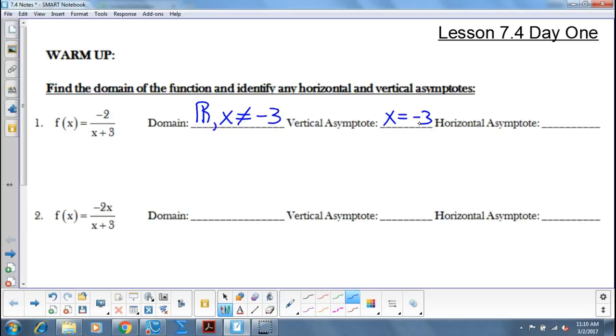No, that's x-intercept, okay? So we look at the degree of the top, right? What's the degree of the top in this one? Degree of the top: 0, because there's no x up there. Degree of the bottom: 1. So we are in a bottom-is-bigger-than-top case, so that will be y equals 0.